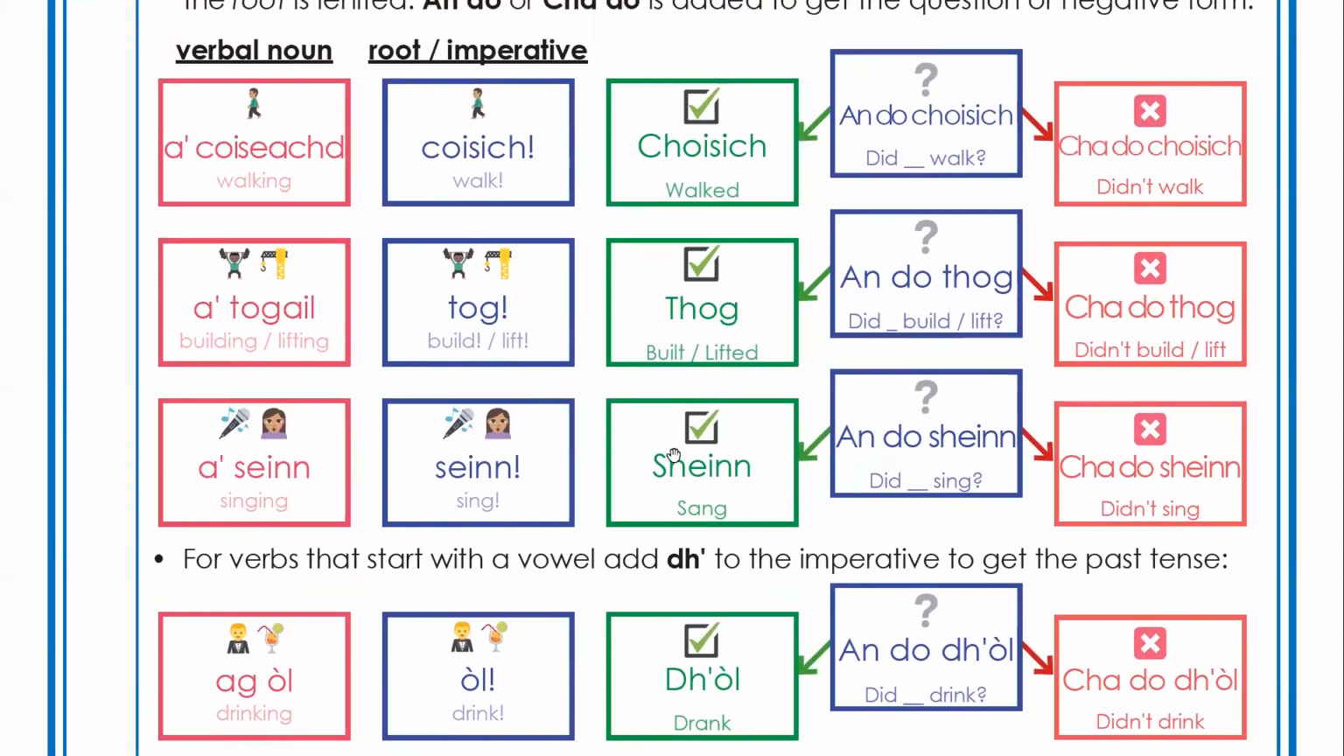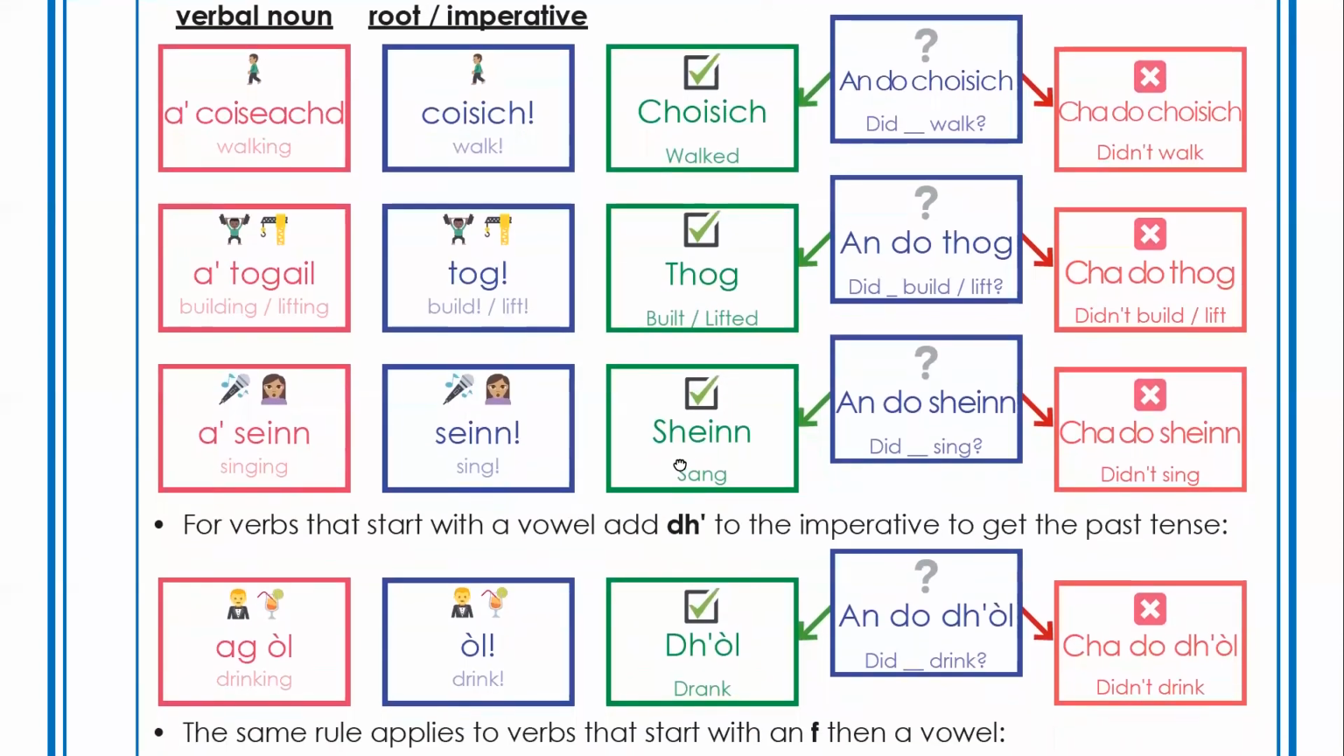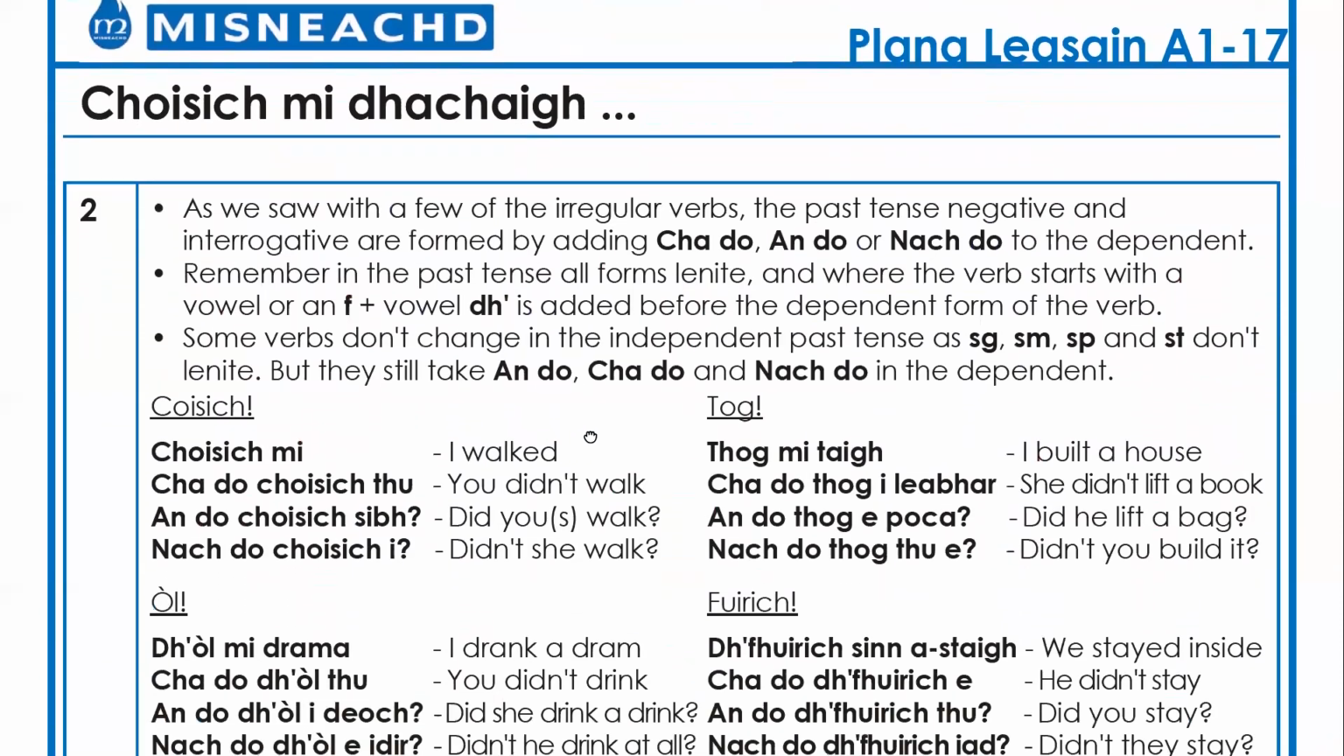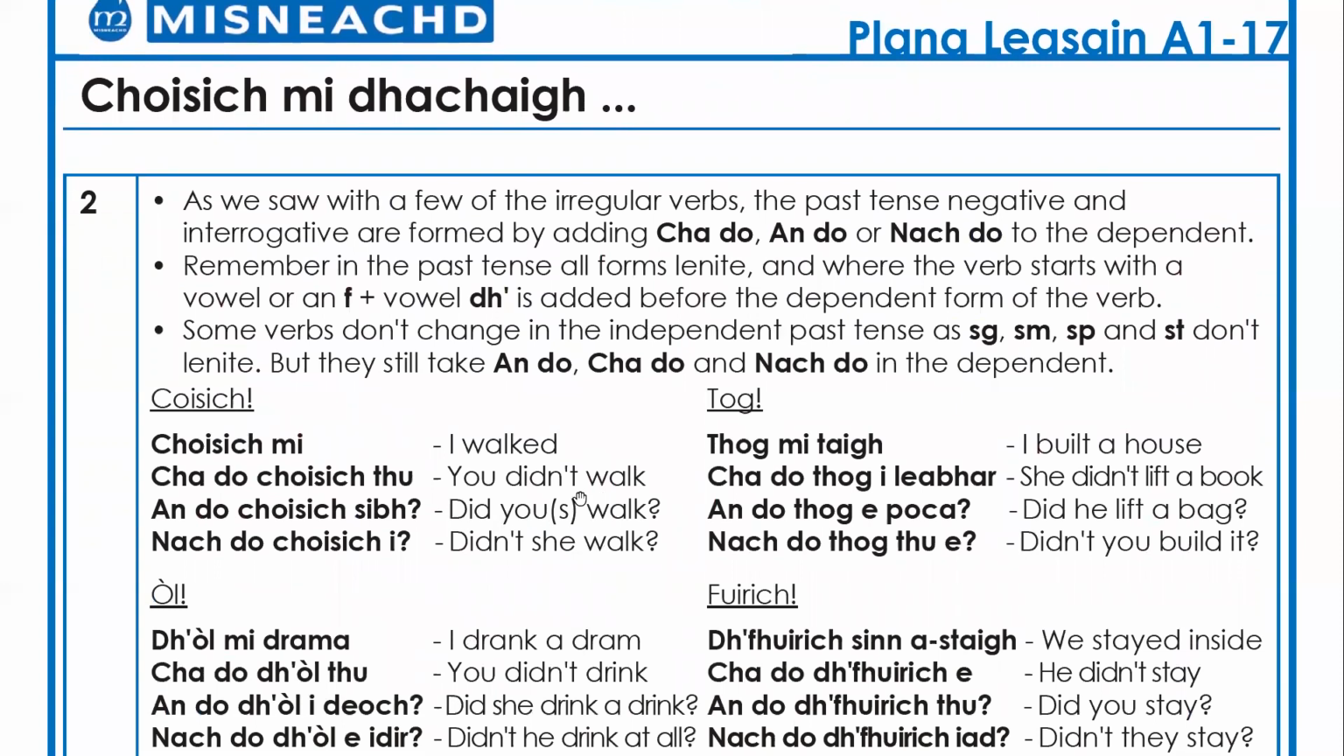There are obviously consonants which don't lenite. We'll see a few of them. So leave for read. You can't write the H after L for some reason. So we'll see a few examples of them coming up.